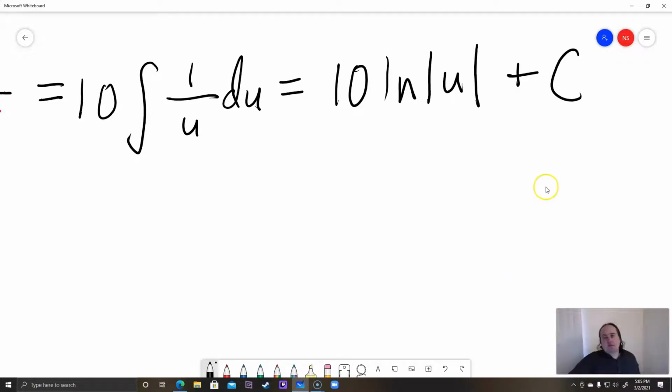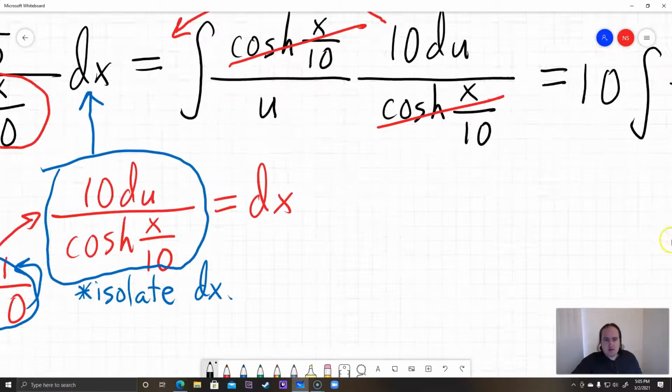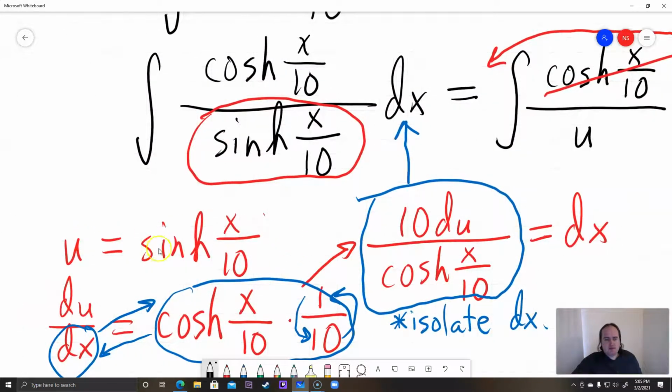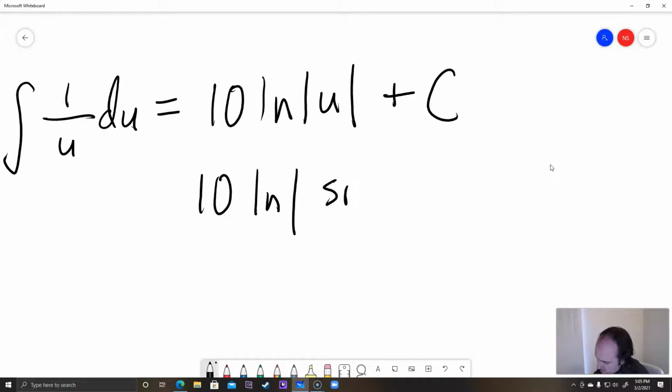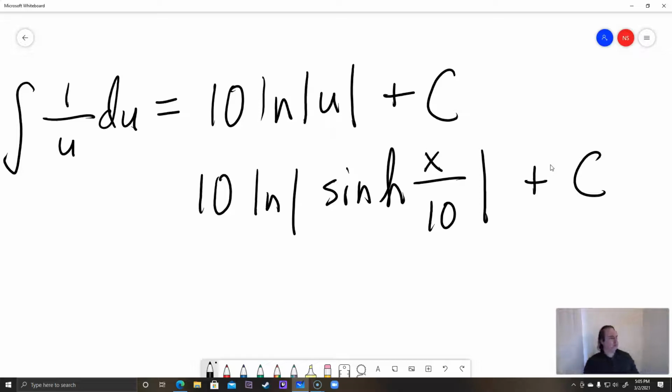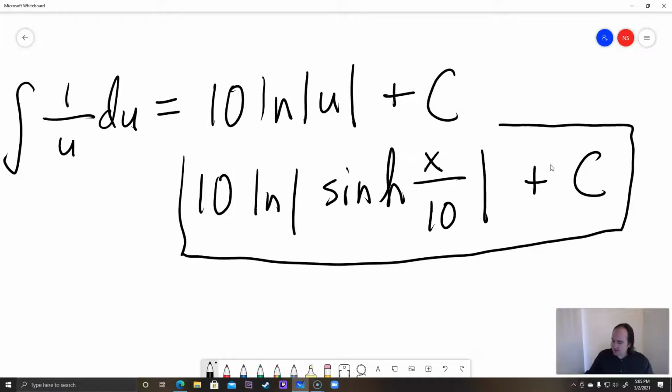And then of course we have to plug back in the original expression in terms of the original variable. So what did we say u was in this problem? Well, in this problem, u was actually sinh of x over 10. So we're going to plug that in for u at the end here. So we have 10 times natural log of absolute value of sinh of x over 10, plus c. And that's actually how they left their answer. So that's all we have to do there. So this is going to be our full answer.